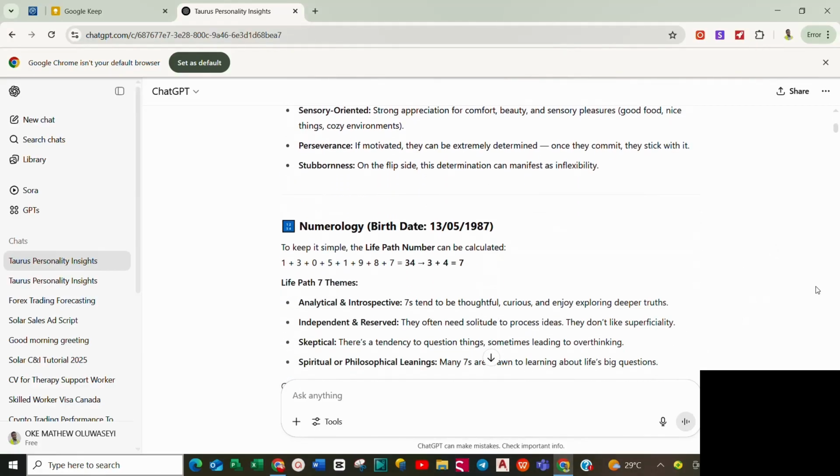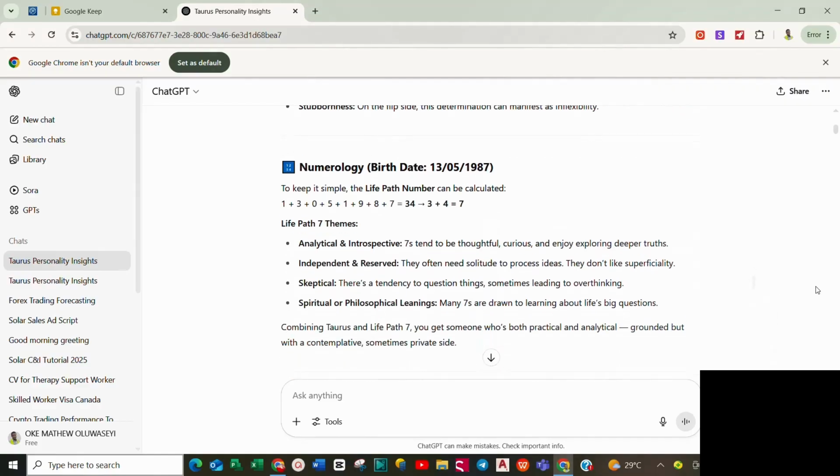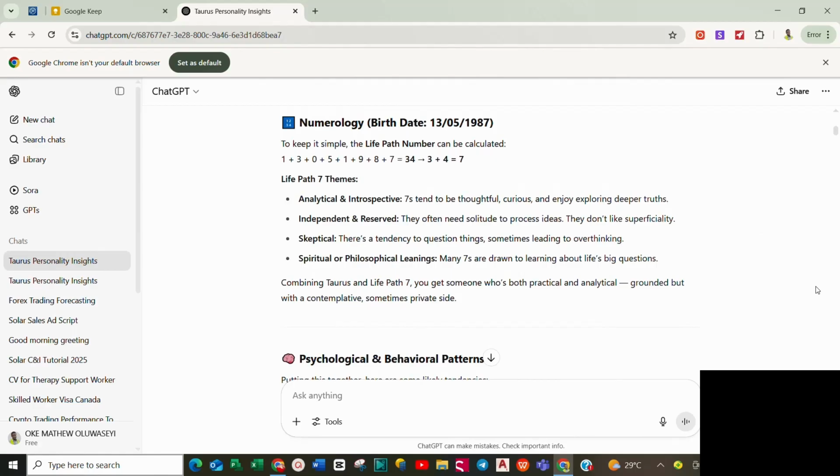So based on the astrological measure, and based on the numerology, it says the life pattern number can be calculated by adding all the numbers together, 1305 plus 1 plus 9 and so on, which gives you 34. Then you split it into 3 and 4, then you add it again to give you 7. So it shows the analysis, and that's how they talked about the life pattern.